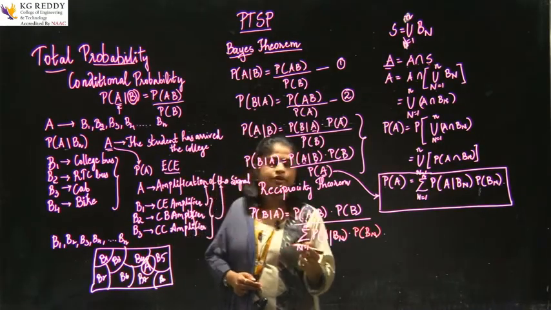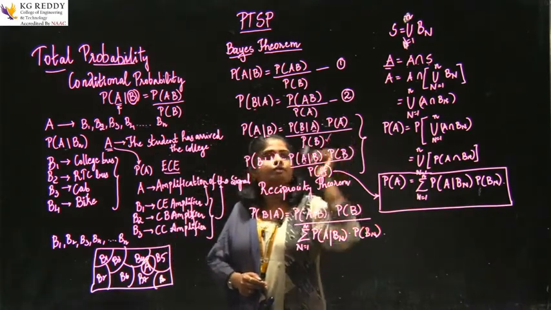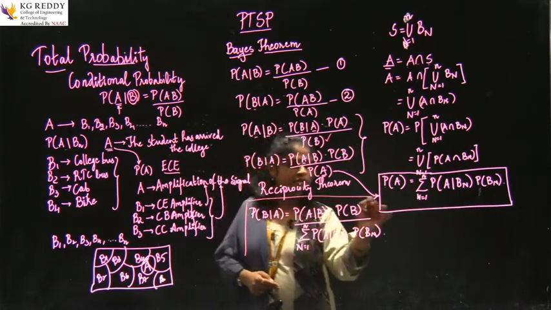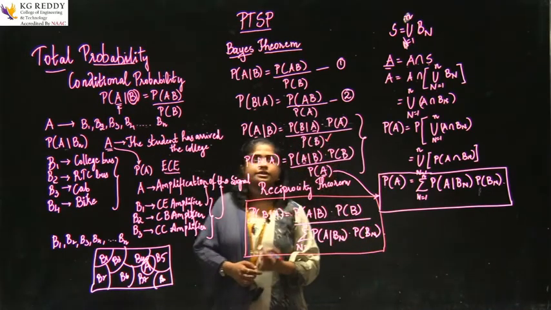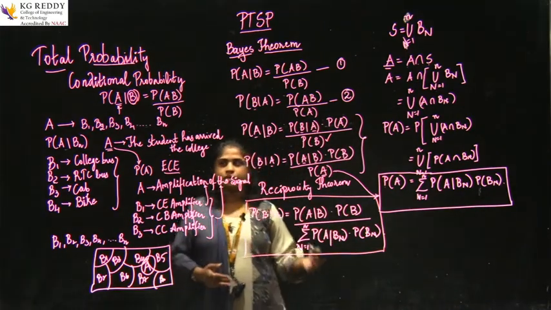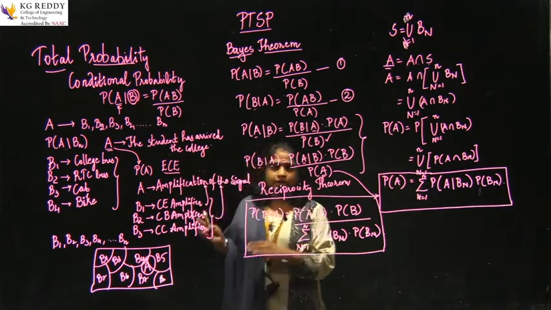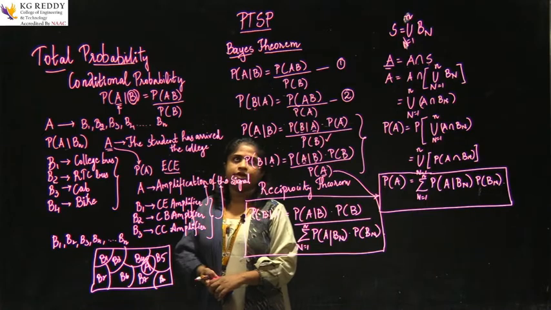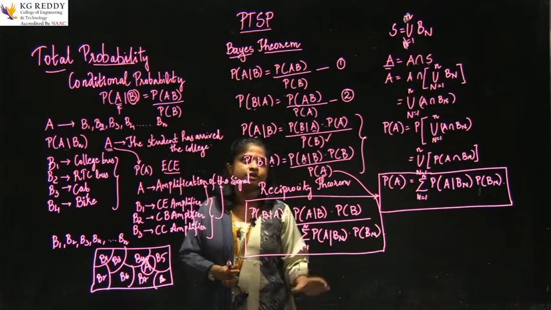In the same way you can find out the probability of A by B; at that time we have to substitute the total probability. So, this is the formula for the Bayes theorem, which is also called the reciprocity theorem. In this video we have discussed the total probability, revised some concepts about the conditional probability, and proved the Bayes theorem.